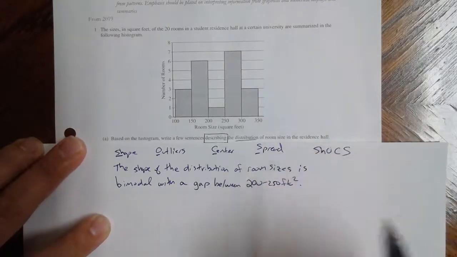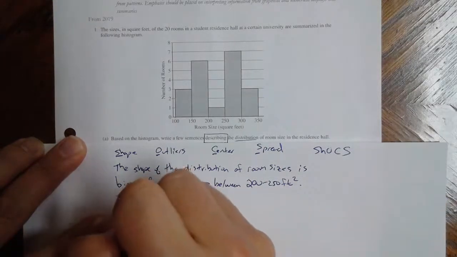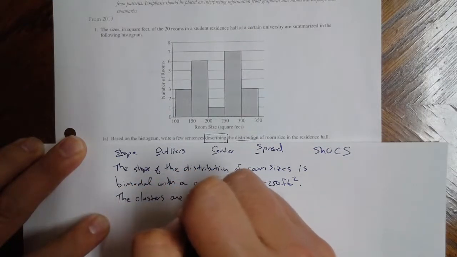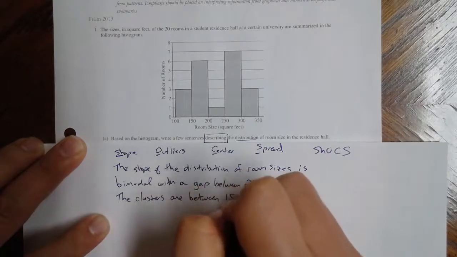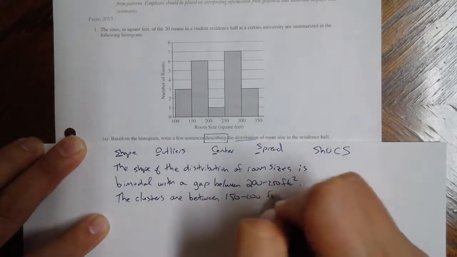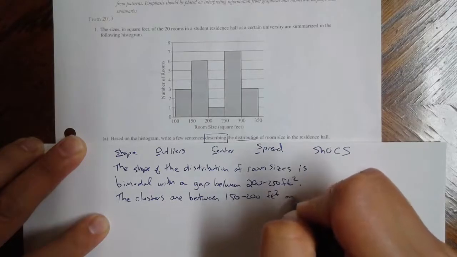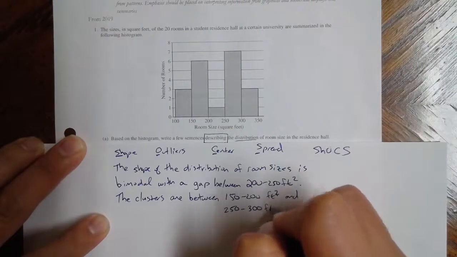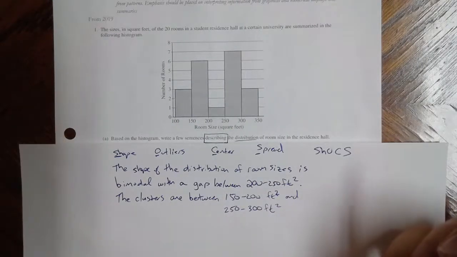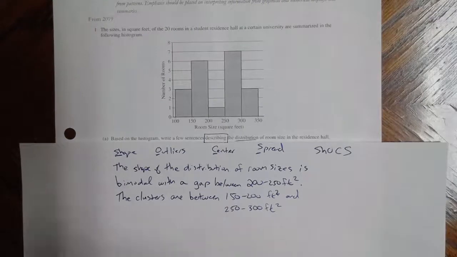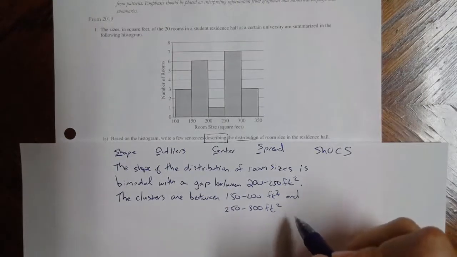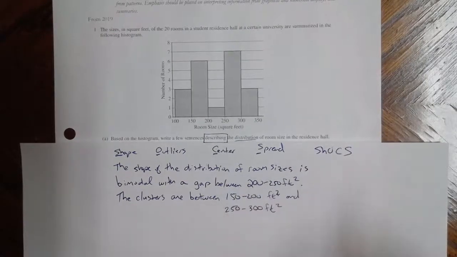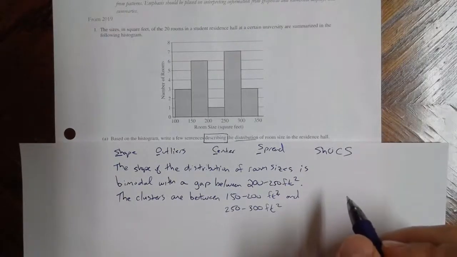We could even mention where these clusters are located. The clusters are between 150 and 200 square feet, and 250 to 300. So we want to basically describe where these two clusters are, or where that lack of data is, when we're talking about shape here. This is a full credit response in that I've given maybe too much information, honestly. We've got the two clusters, we've got the gap, and really just one of those two is usually sufficient.